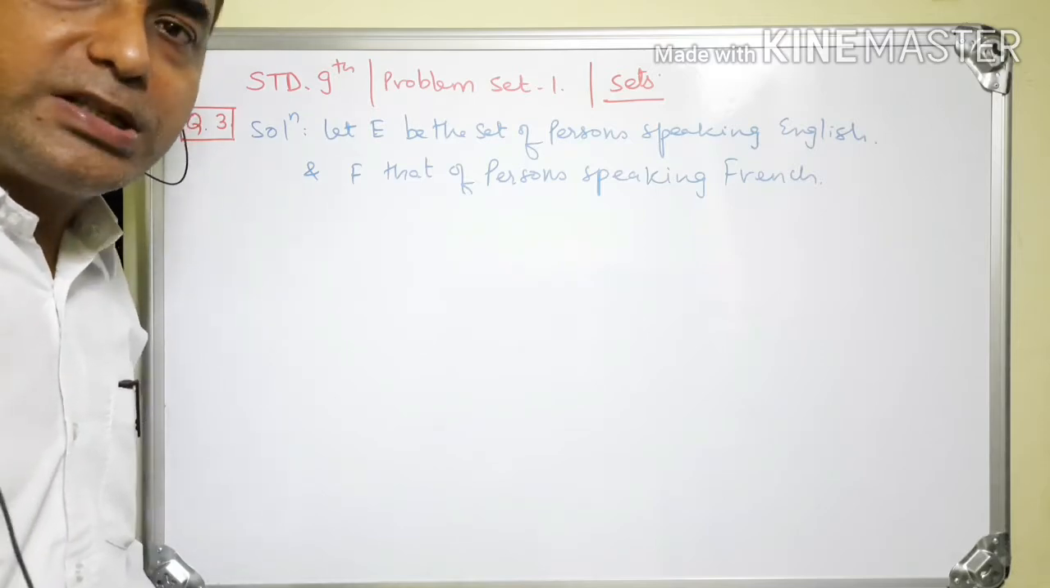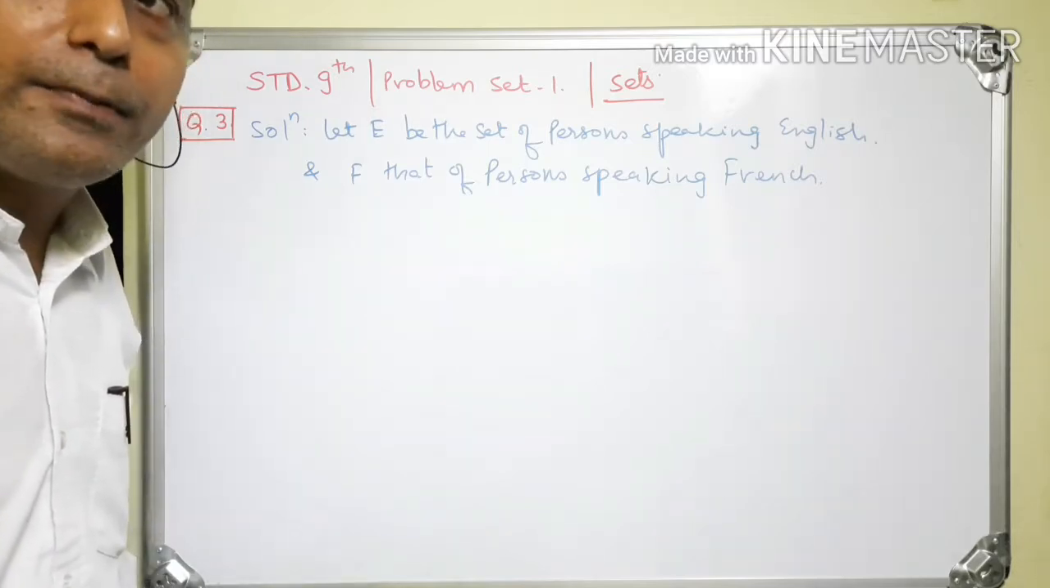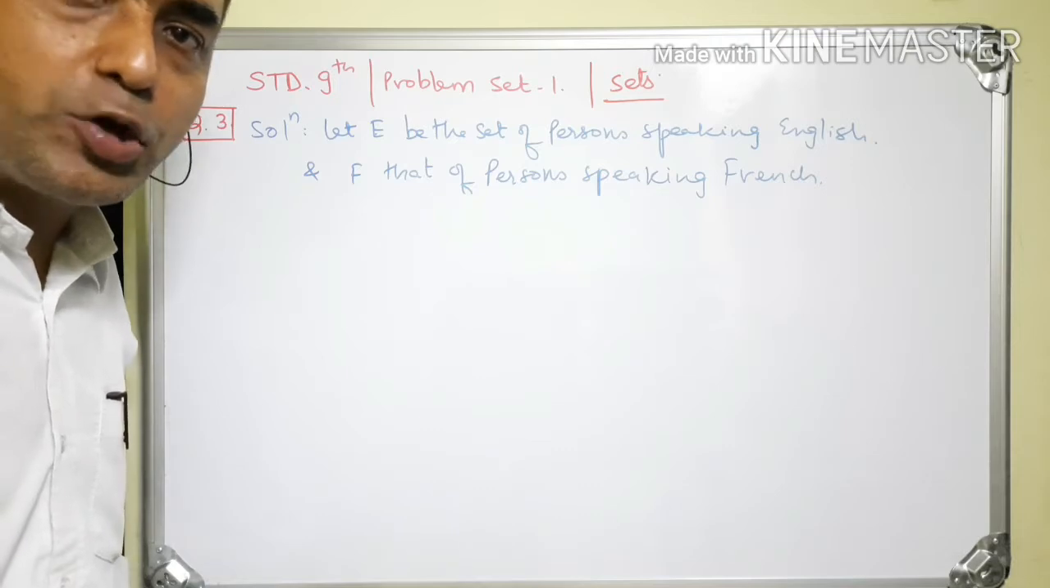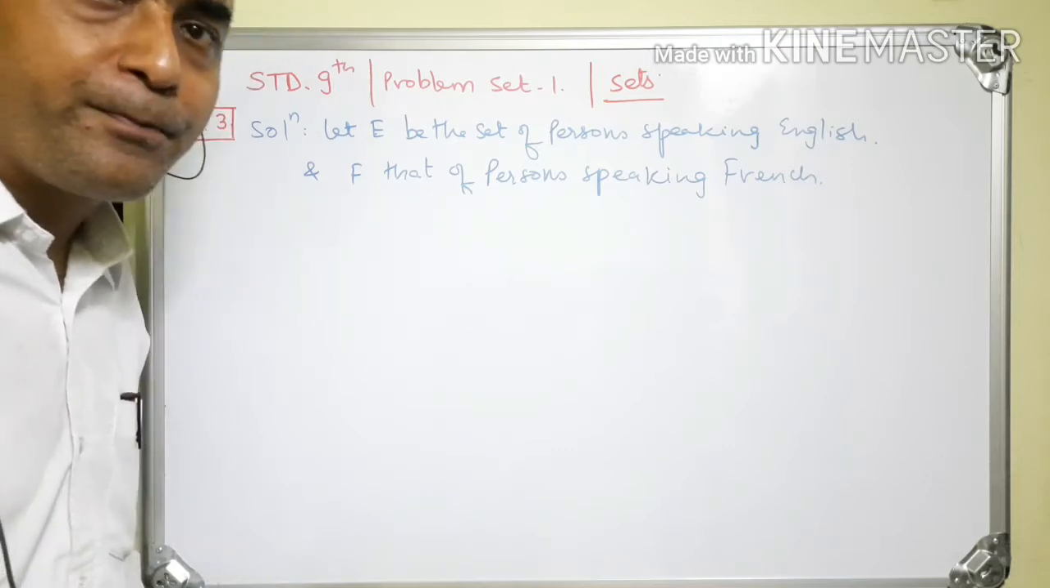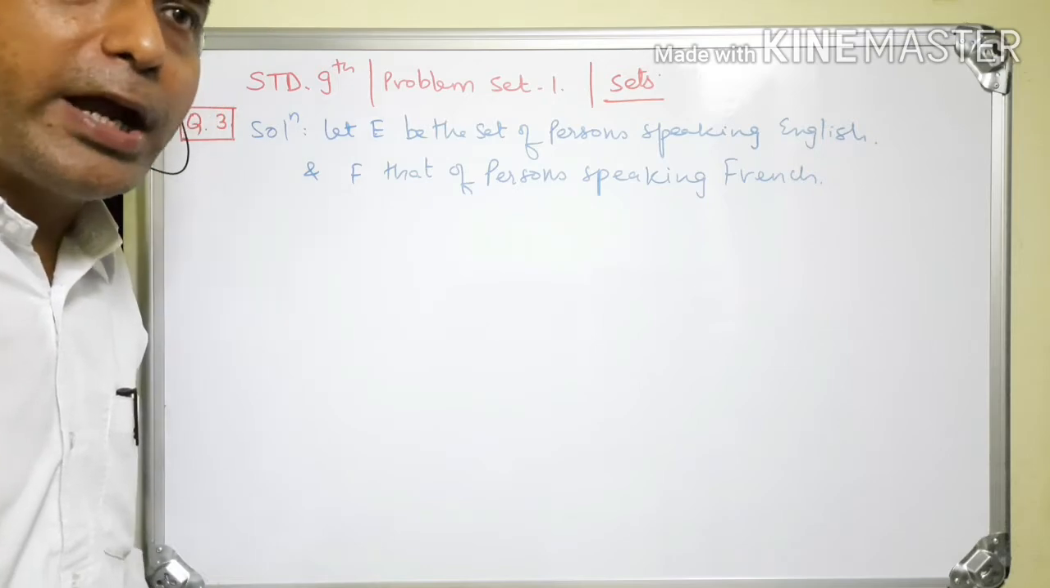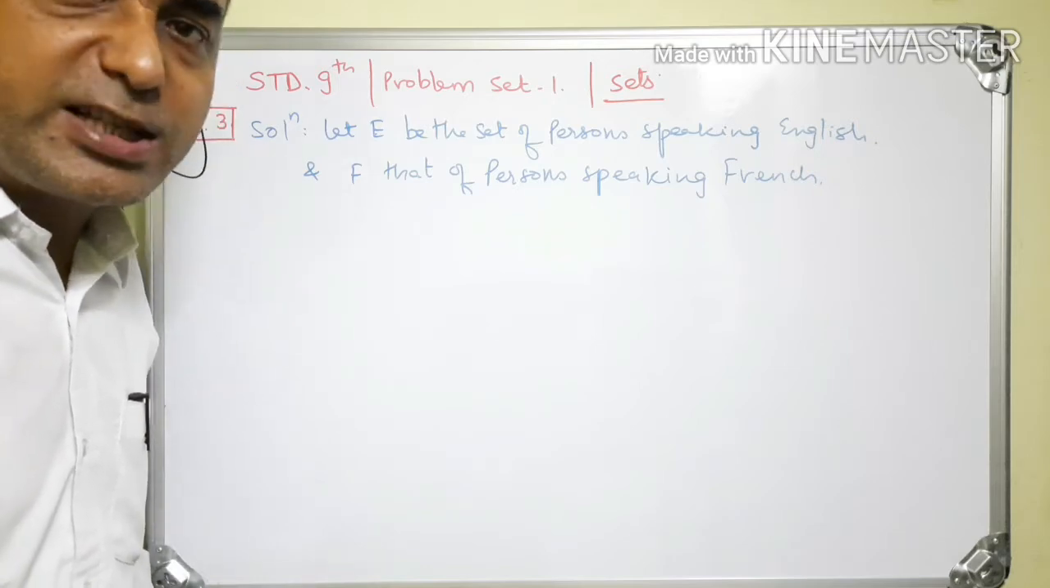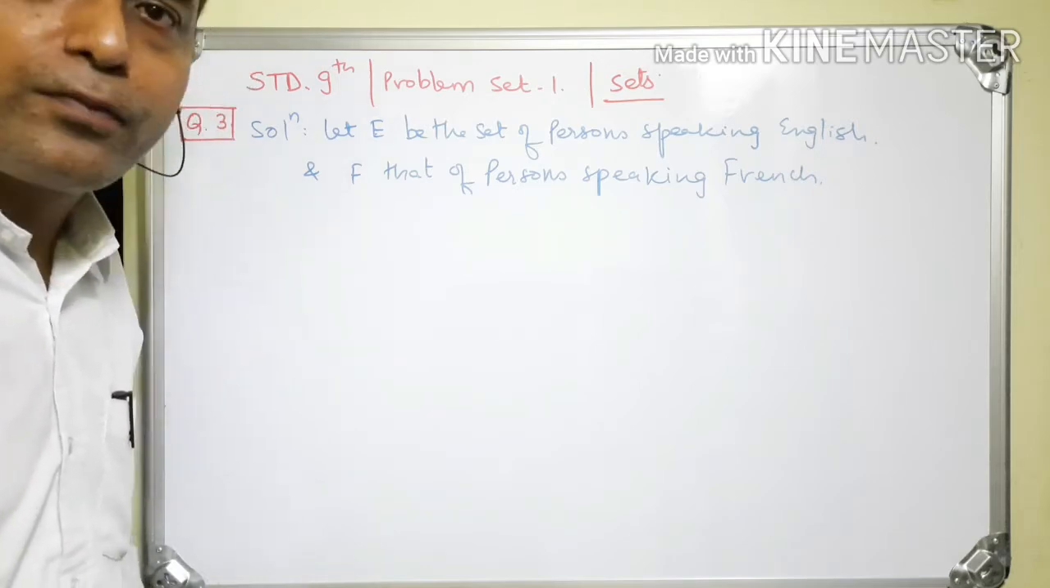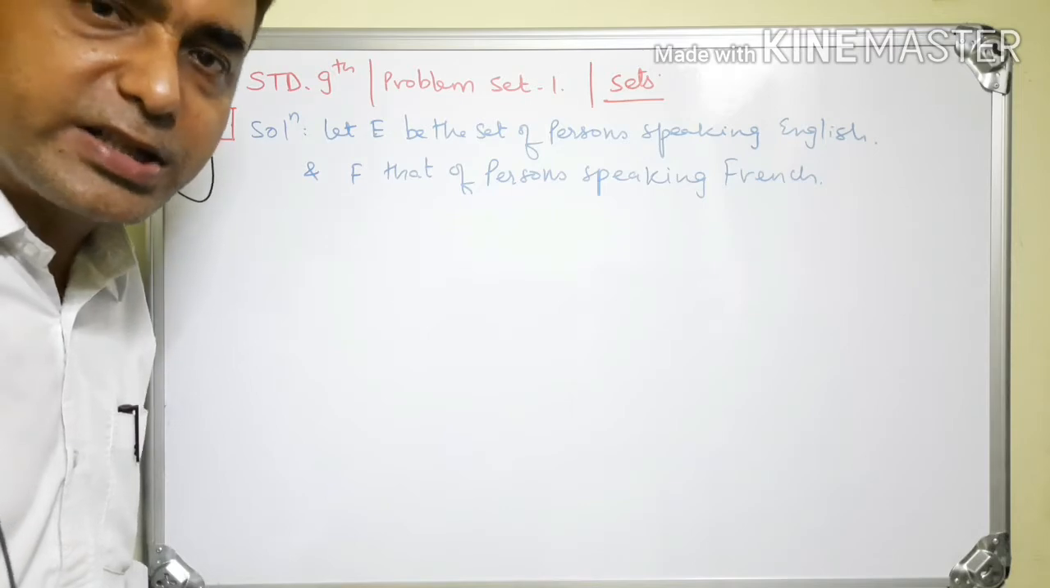There are 100 persons in a group, out of which 72 persons speak English, 43 persons speak French, and each one of them speaks at least one language. So we have to find different sets.